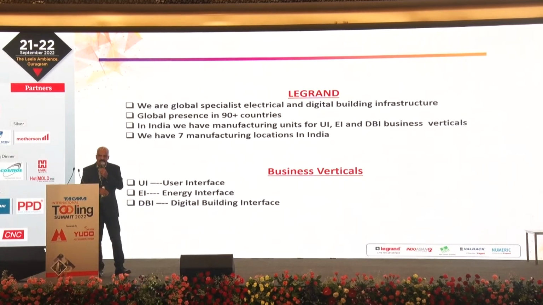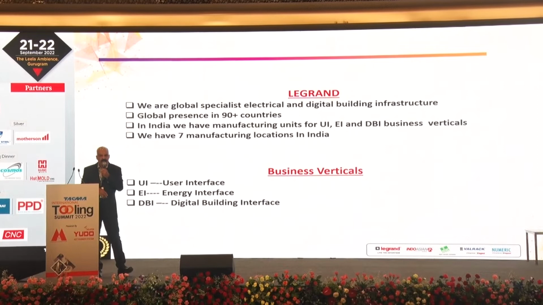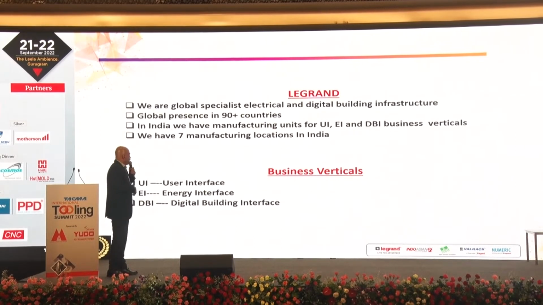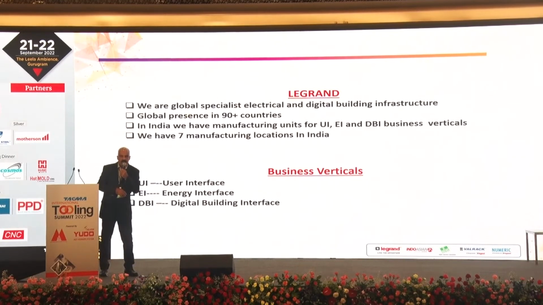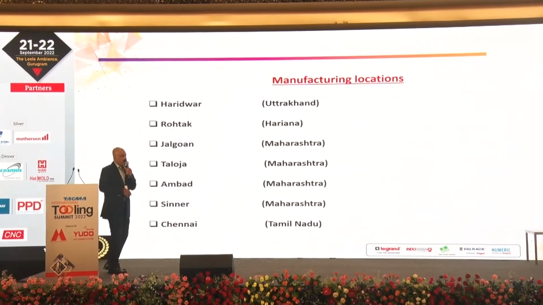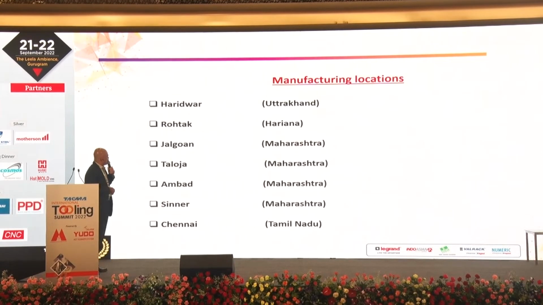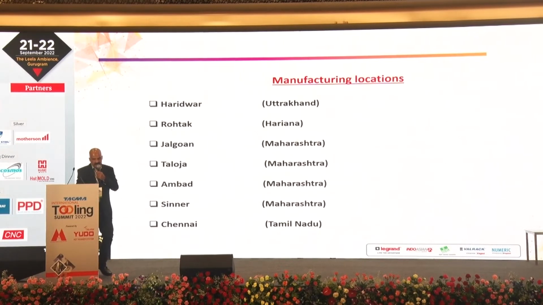EI, energy interface, covers MCBs, MCCBs, and also ACBs, everything including panel building. And we have DBI, digital building infrastructure, UPS, all this IT segment, where we have rack building. These are the locations: Haridwar in Uttarakhand, Rohtak in Haryana, Jalgaon, Taloja, Ambad, and Sinnar, which are in Maharashtra, because MDS Switchgear was in Maharashtra and then Jalgaon was taken over. Then, of course, it spread over Maharashtra, and in Chennai, in Tamil Nadu. So these are the manufacturing locations we have.